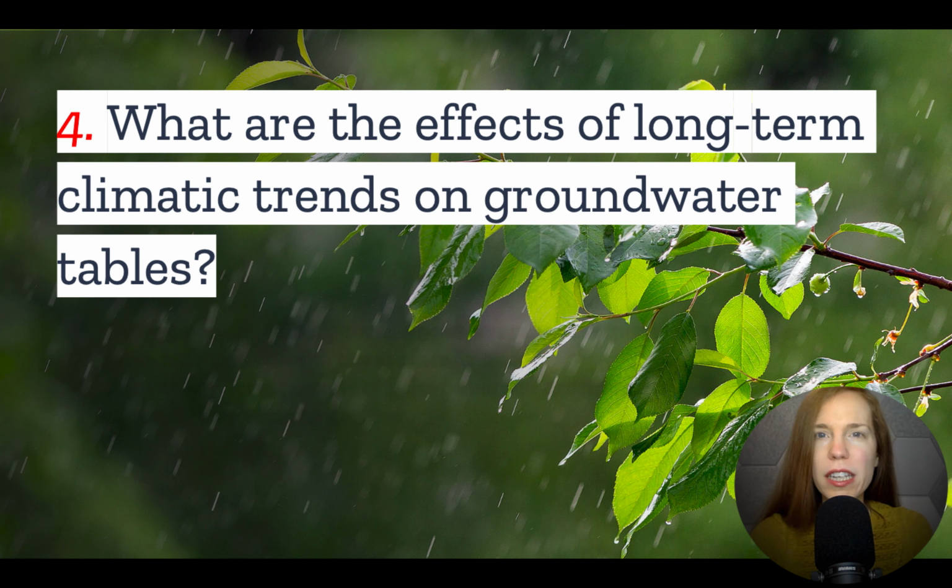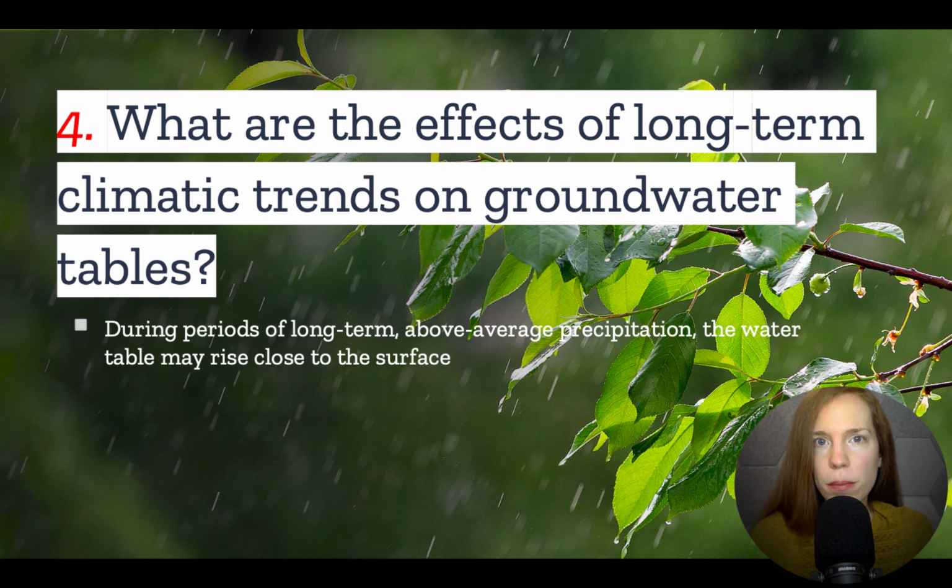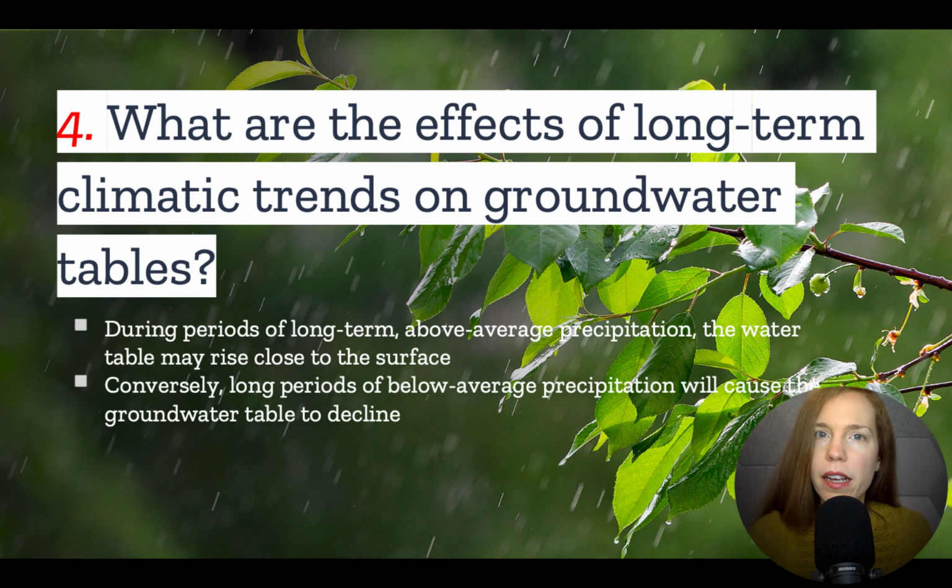Number 4. What are the effects of long-term climatic trends on groundwater tables? Groundwater tables are not static, and as we just saw, depend on weather as much as the underlying geology of the rock beneath the ground. When you have long periods of above-average precipitation, the water table may rise closer to the surface. While this can be great for those who want to access groundwater, it can become problematic when it gets too close to the surface and starts to create flooding. Conversely, long periods of below-average precipitation will cause the water table to drop.